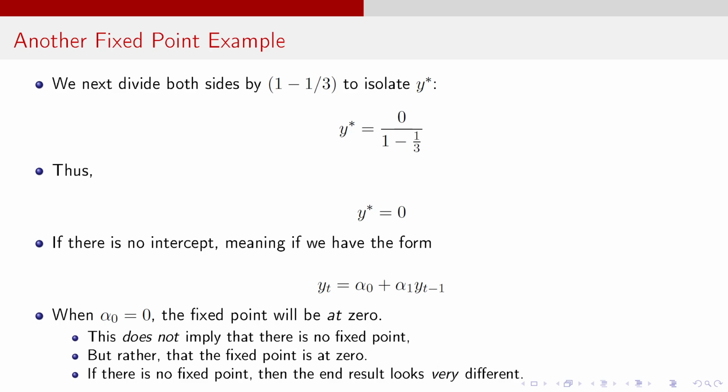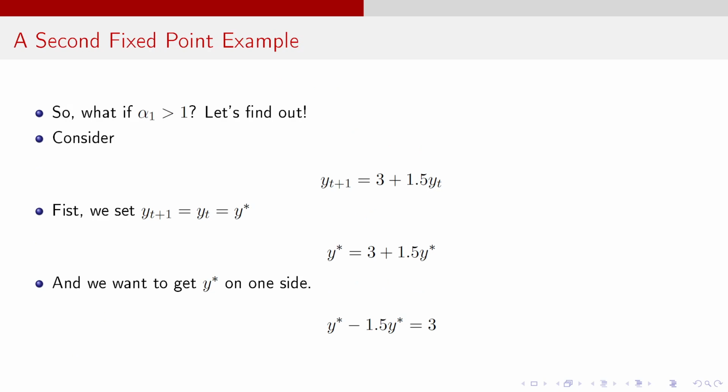If there's no intercept, meaning if you have that form y_t equals alpha naught plus alpha 1 y_{t-1}, when alpha naught is equal to 0, the fixed point will be at 0. So if you ever just have y_t equals alpha 1 y_{t-1}, that fixed point is guaranteed to be 0. It doesn't mean that there is no fixed point. It means the fixed point is at 0. If there is no fixed point, the end result looks very different. If that's not foreshadowing to the next example, I don't know what is.